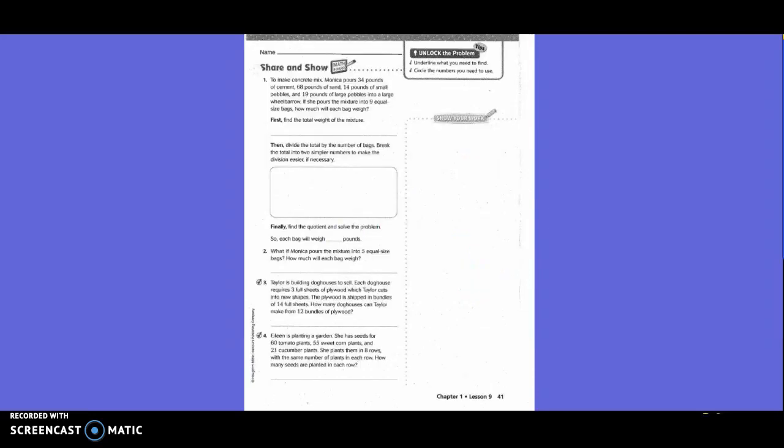To make concrete mix, Monica pours 34 pounds of cement, 68 pounds of sand, 14 pounds of small pebbles, and 19 pounds of large pebbles into a large wheelbarrow. She pours the mixture into 9 equal-sized bags. How much will each bag weigh? First, find the total weight of the mixture. So we said 34 plus 68 plus 14 plus 19 would be 135 pounds.